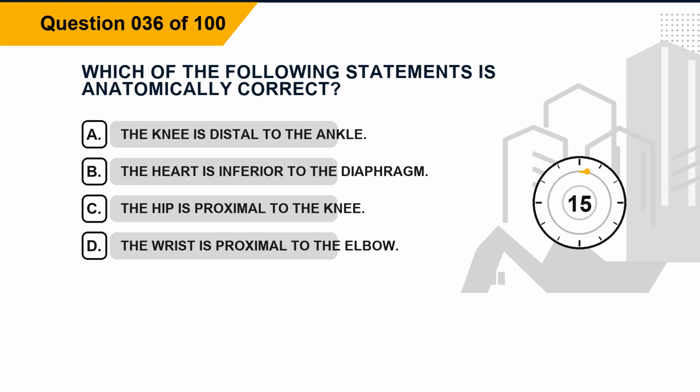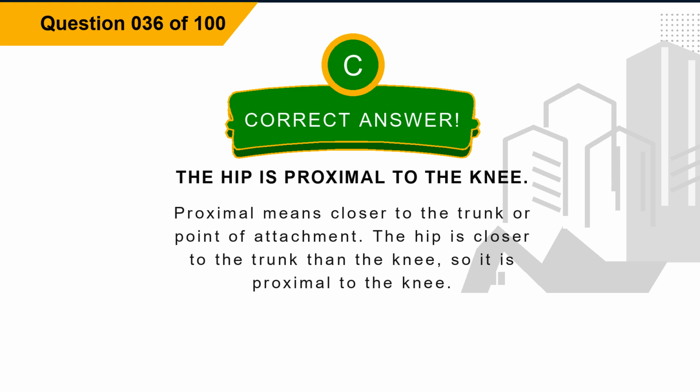Question 36. Which of the following statements is anatomically correct? Option A, the knee is distal to the ankle. Option B, the heart is inferior to the diaphragm. Option C, the hip is proximal to the knee. Option D, the wrist is proximal to the elbow. The correct answer is option C, the hip is proximal to the knee. Explanation. Proximal means closer to the trunk or point of attachment. The hip is closer to the trunk than the knee, so it is proximal to the knee.